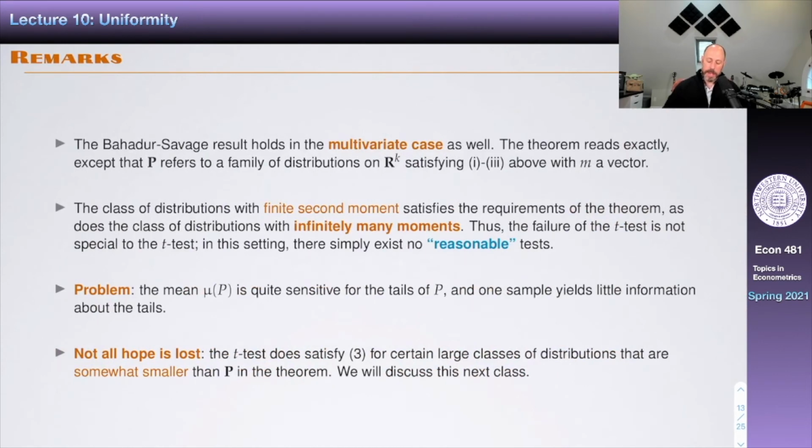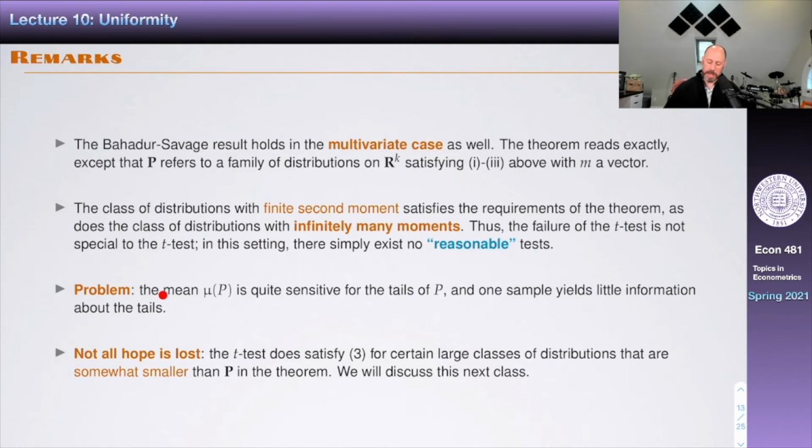Remarks. The Bahadur-Savage result holds for the multivariate case as well. So I did it for the scalar, but that's just for simplicity. The theorem reads exactly the same, except that ball P refers to the family of distributions on R^K satisfying 1, 3 above, with M now being a vector. The class of distributions with finite second moments satisfies the requirements of the theorem, as does the class of distributions with infinitely many moments. Thus, the failure of the t-test is not special to the t-test in this setting. There's simply no reasonable test.